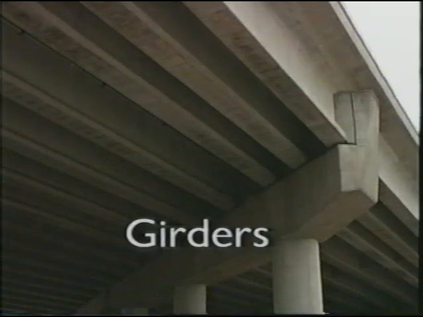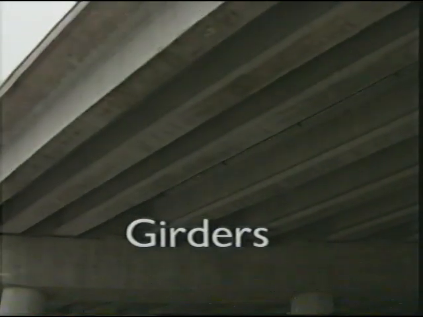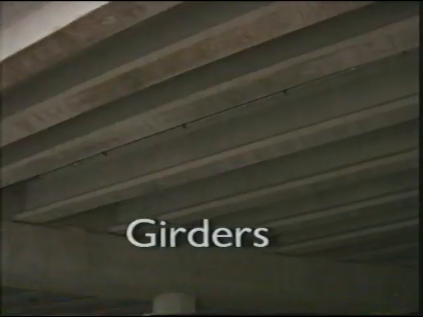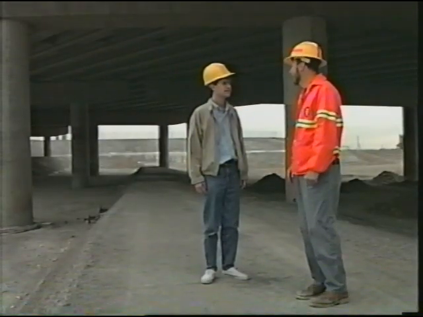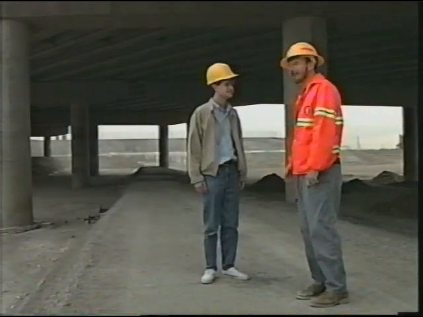And then between each row of columns, we have the girder. And those run the long way, right? That's right, they run the long way. And then the last thing we have is the deck. That sits on top of the girders, and that's where the cars drive. And that's our bridge.